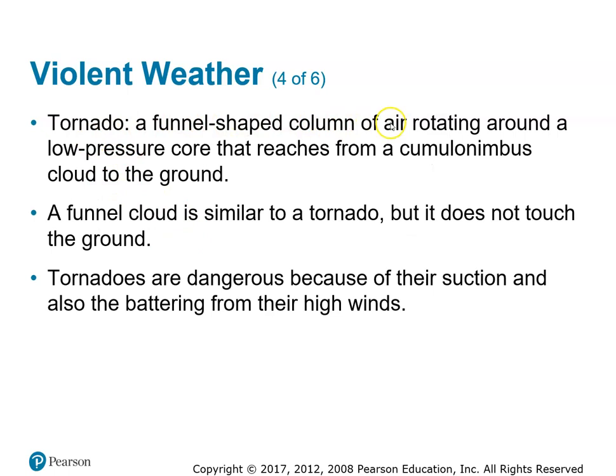A tornado is a funnel shaped column of air that rotates around a low pressure, and it reaches from a cumulonimbus cloud to the ground. So it's only a tornado if it's actually touching the ground. The funnel cloud can be there, but it's just called a funnel cloud if it's not touching the ground. Tornadoes are dangerous because of their suction and the high winds.